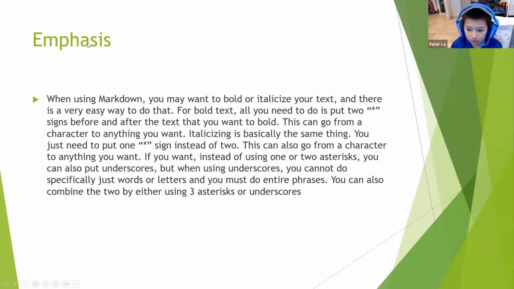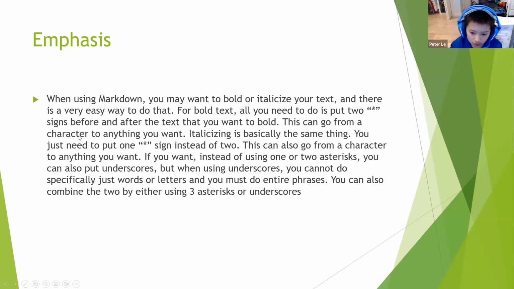Emphasis. So emphasis is what bold and italicizing is. So when you're using Markdown, maybe you want to bold or italicize your text. For bold text, all you need to do is put 2 asterisk signs before and after. Make sure that you do both before and after, otherwise it will not work. This can go from just a character to the whole line, anything really, but you can't go more than one line. If you press enter, it won't work.